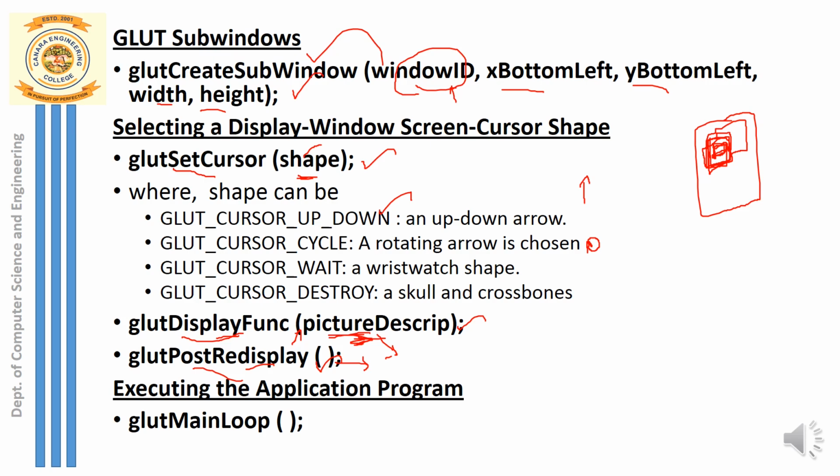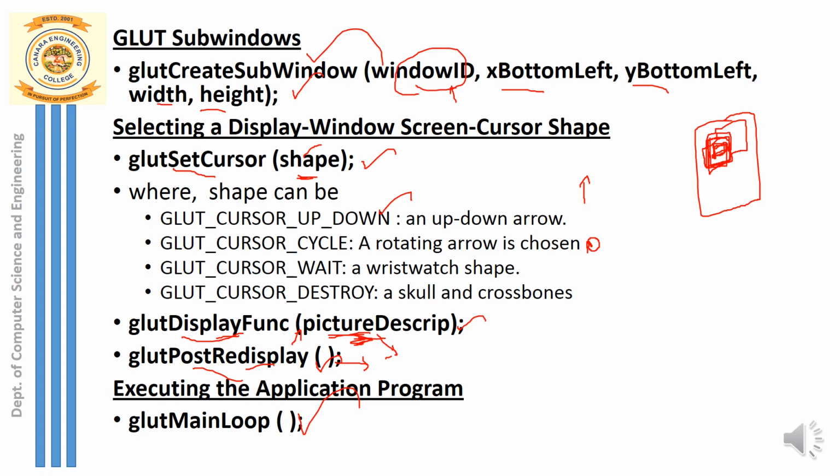And finally, you have in your main program glutMainLoop. So your entire program will get into a loop. That loop will be broken when the user interacts with the screen. Continuously the graphics will be displayed on the screen, and continuously an action will be performed on the display window until a user performs some event.